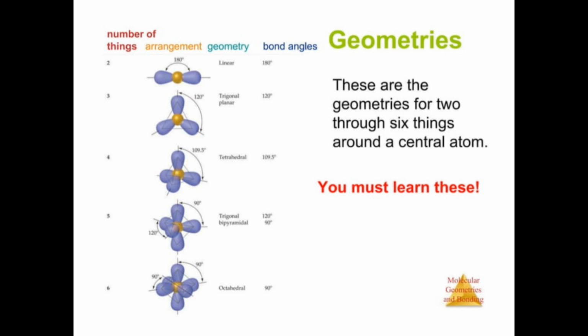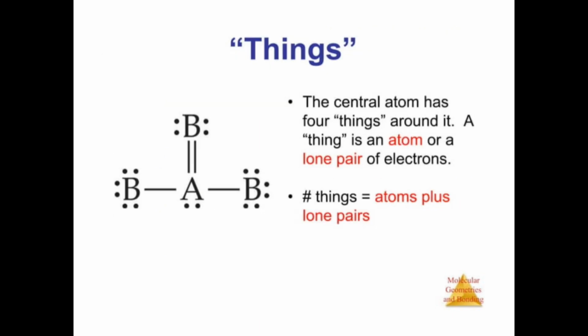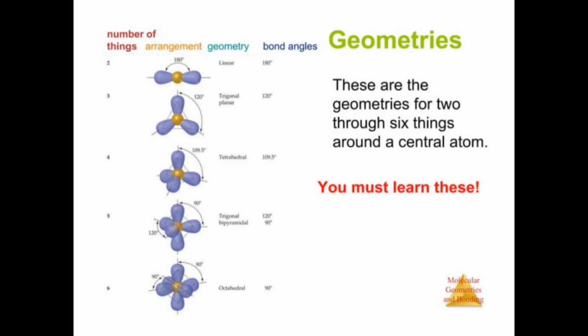When the number of things is 4, now don't forget we have talked about things here. Things include atoms plus lone pair. So when the things are 2, you have a linear geometry. This is how the arrangement will be, and you have your bond angle like this. When it is 4, you have tetrahedral. You have the arrangement like this, and then 109.5.